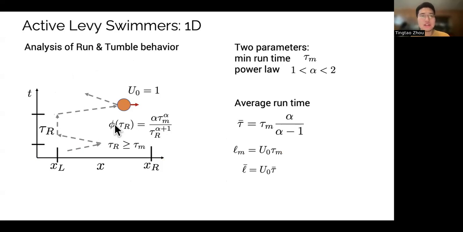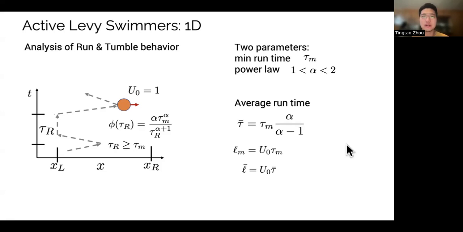Okay, so let's start with some easy, low-hanging fruit, easy analysis. Let's think about just simple run-and-tumble behavior in a 1D channel. The bacteria is running on this 1D line along the x-axis, which is bounded by two endpoints at XL and XR. Now we have basically just two parameters.